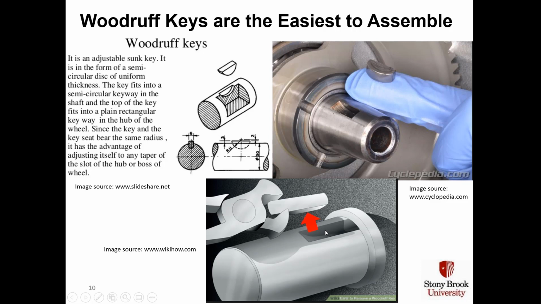But this idea that it's self-centering is what makes it so easy to fit a Woodruff key into the semicircular keyway in the shaft. And then of course on the hub, because the top of the Woodruff key is flat, the hub has a key seat that's just a machined rectangular cutout, as opposed to the shaft, which has the arc cutout for the bottom arc surface of the Woodruff key.